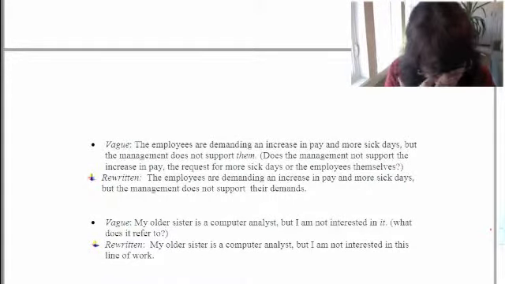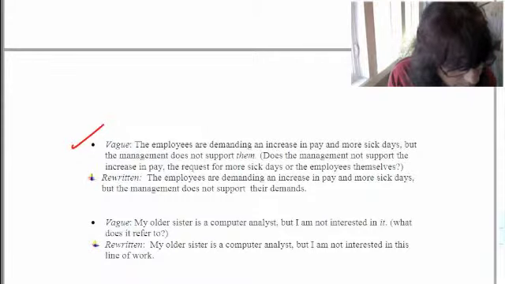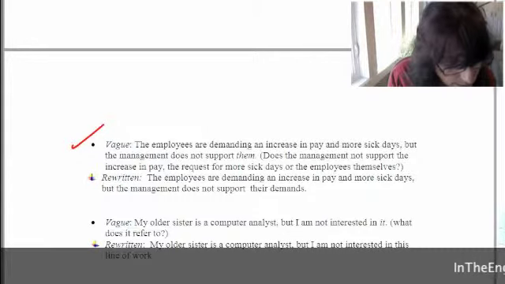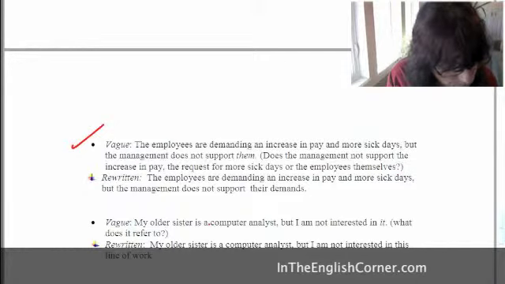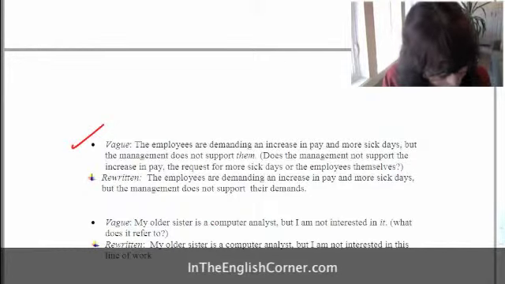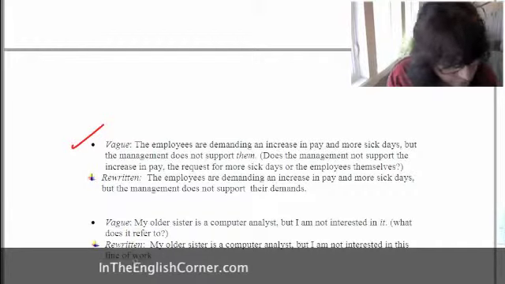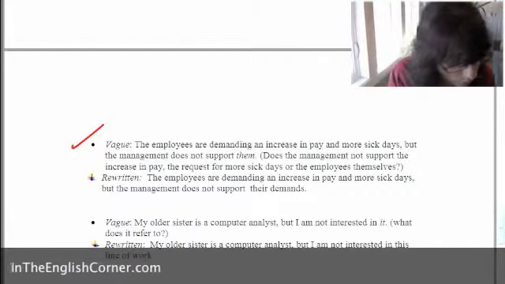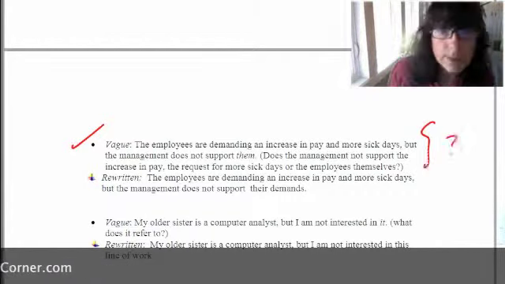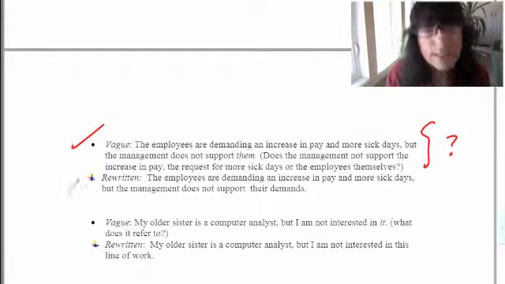And a couple more. This first example is vague. The employees are demanding an increase in pay and more sick days, but the management does not support them. So what are you saying? Does the management not support the increase in pay? Does it not support the request for more sick days? Or is it not supporting the employees themselves? So what are you saying here?